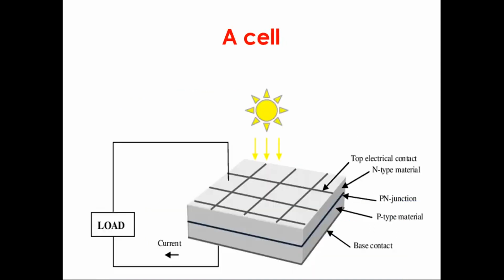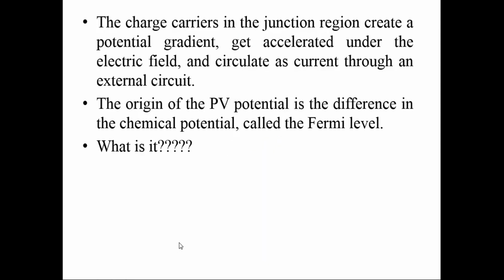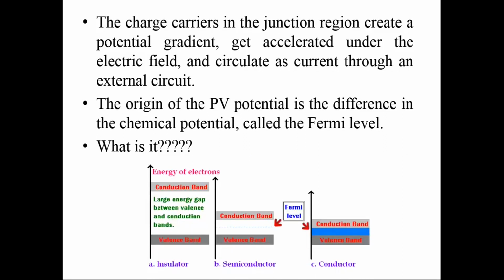This is the typical structure of the cell. We have the top contact with the N type material, then the PN junction, then the P type material, and then the base contact. When the light falls, we can deliver external DC current to the load. The charge carriers in the junction create the potential gradient and get accelerated under the electric field, and it circulates the current. So it is nothing but the equal Fermi level.